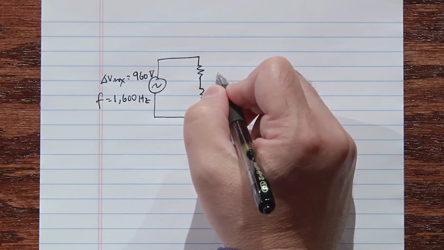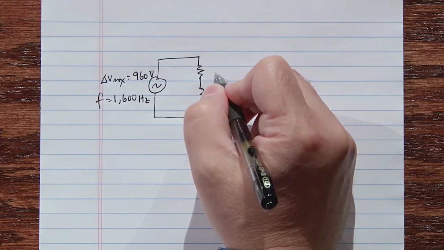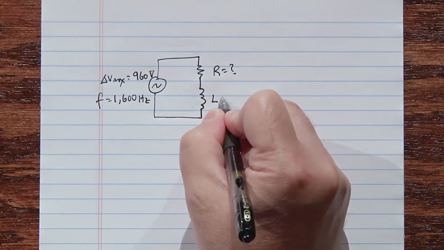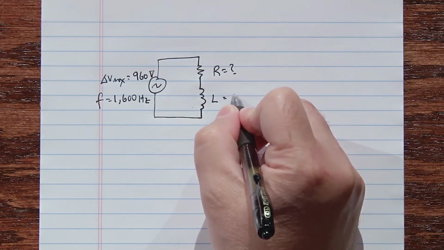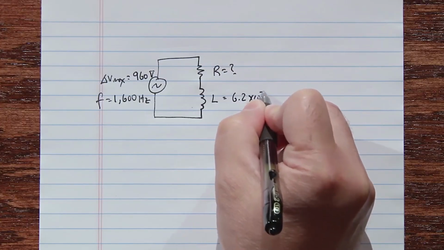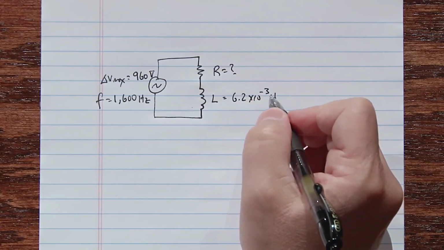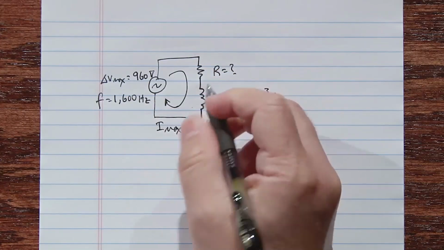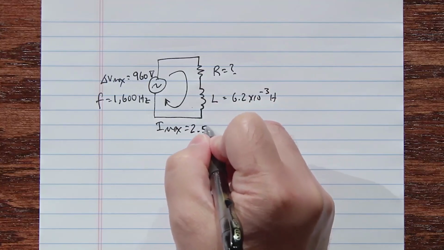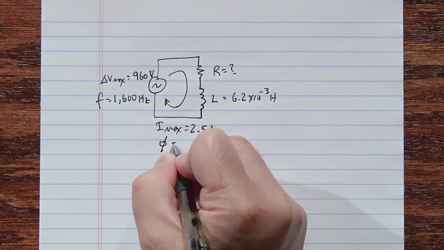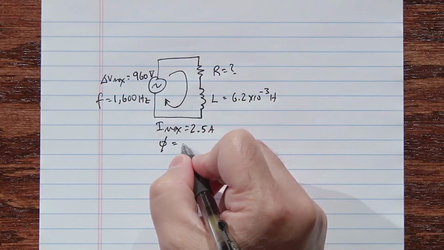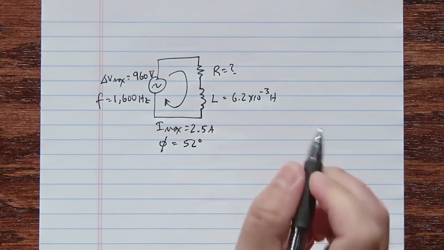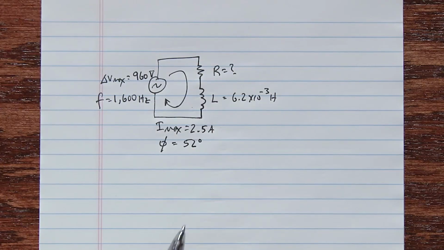The resistance, we are not given. We're looking for the resistance. R is unknown. L is equal to 6.2 millihenries, or 6.2 times 10 to the minus 3 henries. And we're told that I max is equal to 2.5 amperes. And we're also told that the phase between the current and the voltage is 52 degrees. Okay, that's everything we're told.